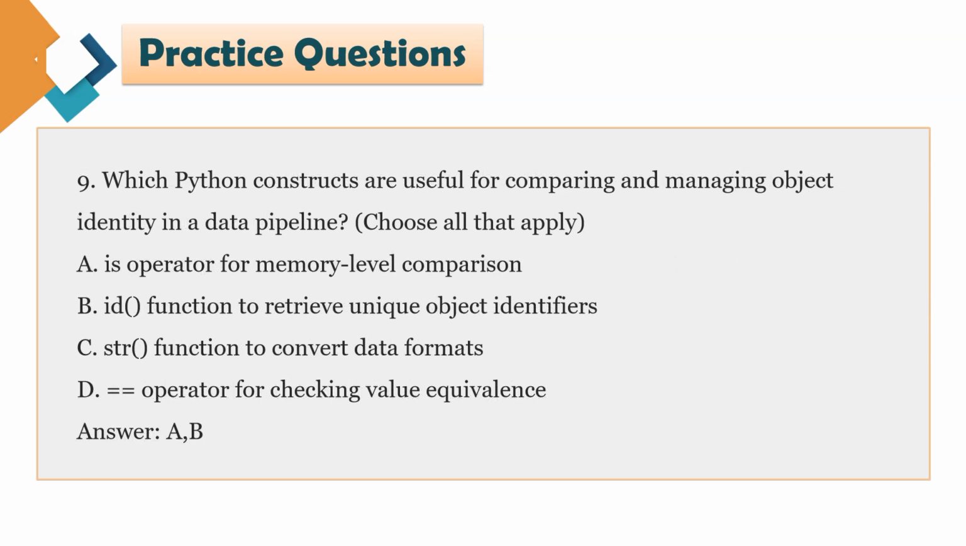9. Which Python constructs are useful for comparing and managing object identity in a data pipeline? Choose all that apply. A. is operator for memory level comparison. B. id function to retrieve unique object identifiers. C. str function to convert data formats. D. == operator for checking value equivalence. Answer: A, B.